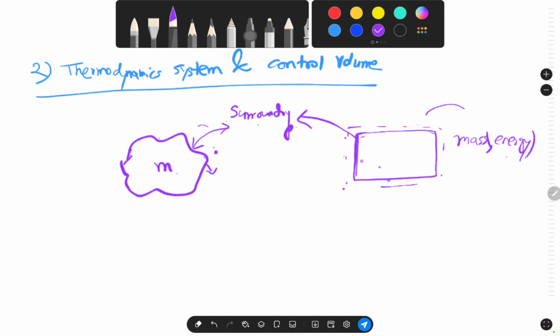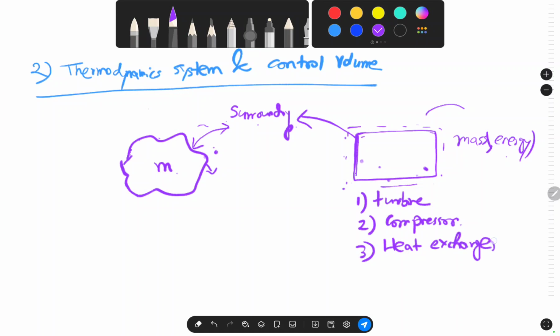The application of this in real life is the turbine and compressor. When we analyze a turbine, compressor, or heat exchanger, we go for the control volume approach. And this is also considered as a closed system analysis.